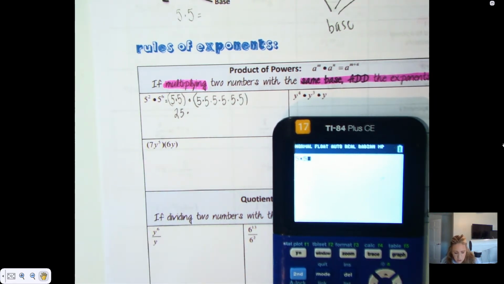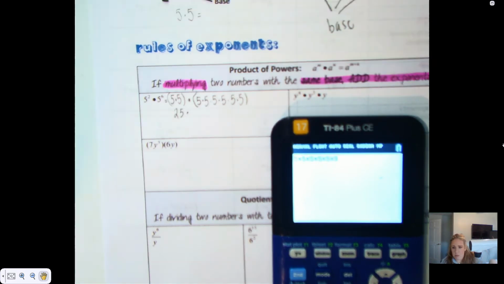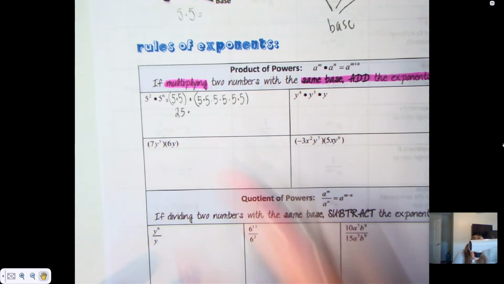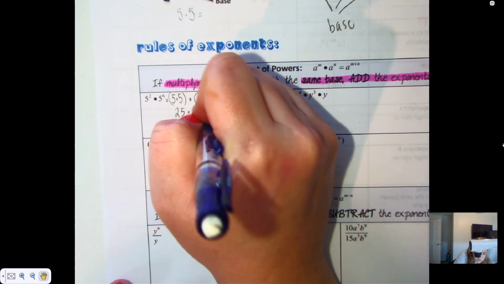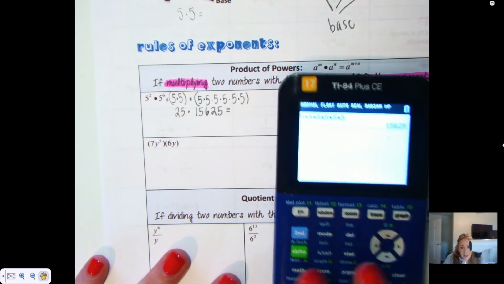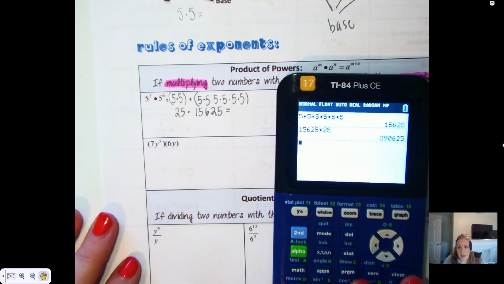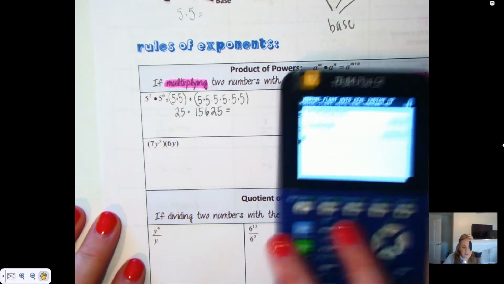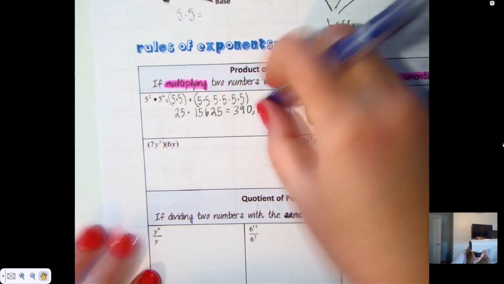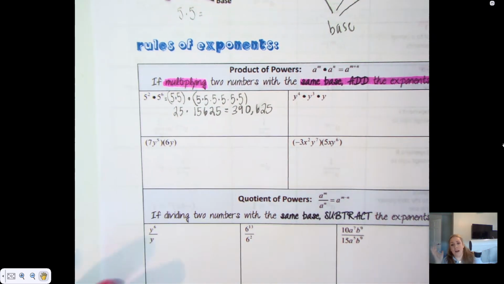And then I'm going to put it in here 6 times. So 5, 2, 3, 4, 5, 6. So 5 times 5 times 5, blah, blah, blah, blah. 6 times gives me 15,625. If I multiply these two things together, 15,625 times 25, that's going to give me 390,625. Okay. Oh my gosh, there must be an easier way.